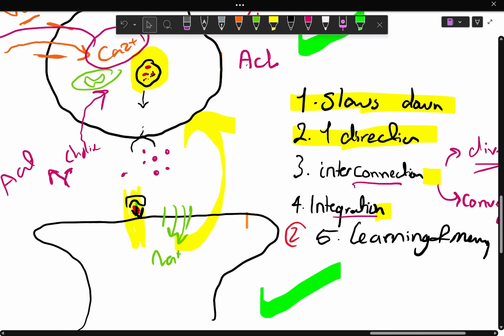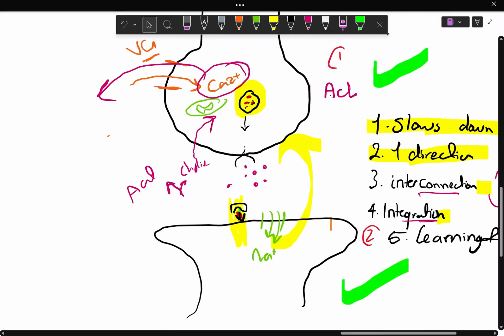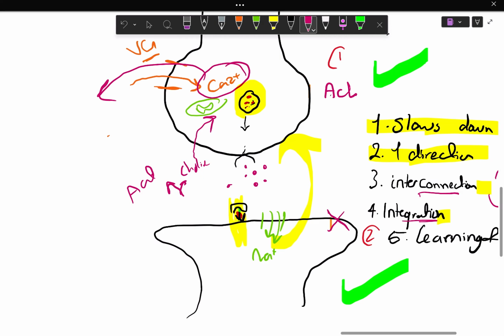Something also called integration. Honestly, those points are sometimes written as one, but I just want you to understand them just in case. Integration means that sometimes, to prevent an overload, if the postsynaptic membrane did not get depolarized enough, the action potential just dies. It does not reach the postsynaptic membrane.